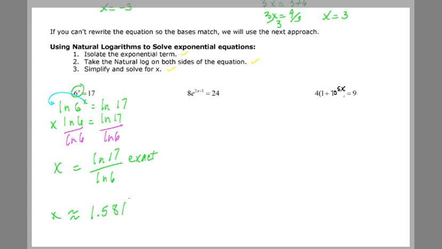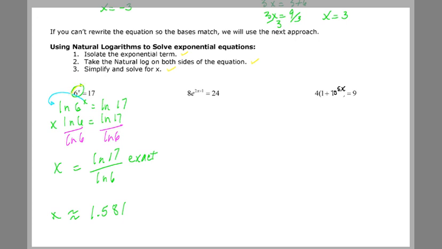So if we can't get our bases to match, we need to take the log of both sides. Let's take a look at this one. This is one of those where we'll have to take the log of both sides, obviously because I have it in this section. But let's look at our steps here where we need to isolate the exponent term.